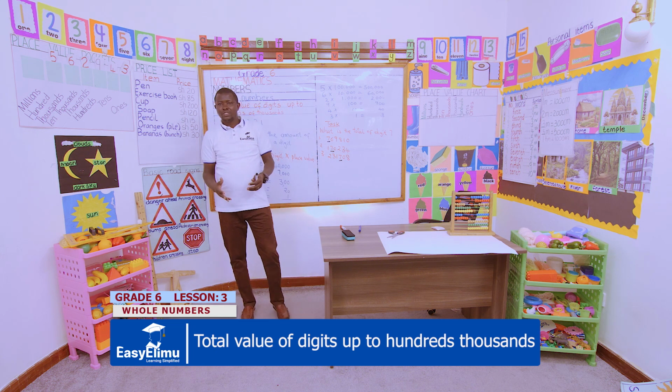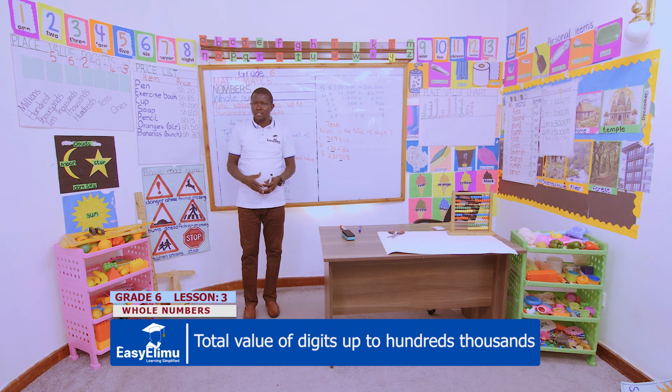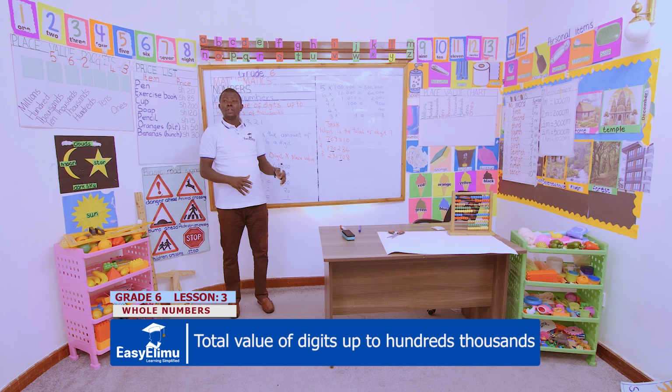At your home, you can request your parents or guardians to help you come up with as many numbers as possible and try to find the total value of each digit in the numbers that you've come up with.